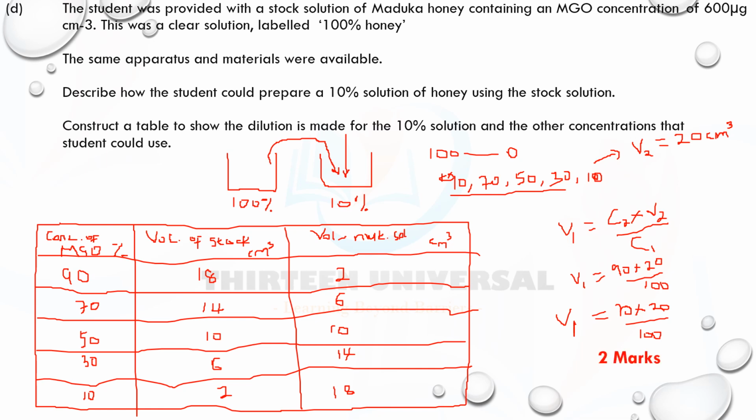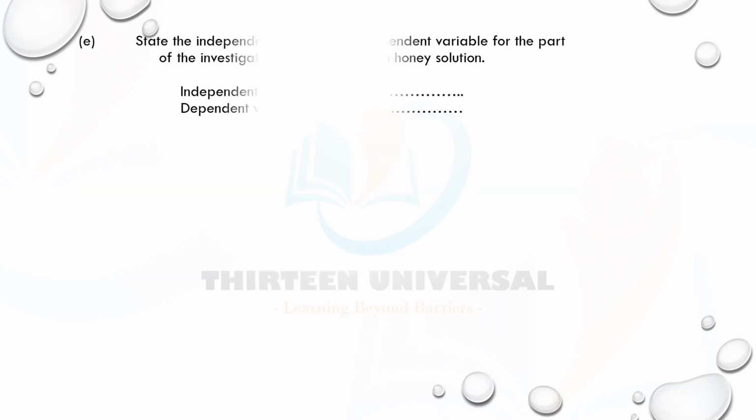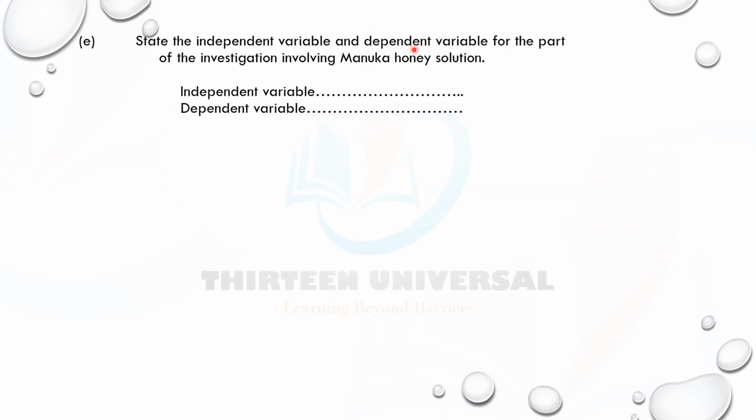All right, let's see what they said about the answer. Describe the table: take a particular volume, use the correct method to dilute the stock solution. The stock here is 100. So we use simple serial dilution, at least 5 dilutions, including the units for the nutrient solution. Now state the independent variable and dependent variable for the part of the investigation involving Manuka honey solution.